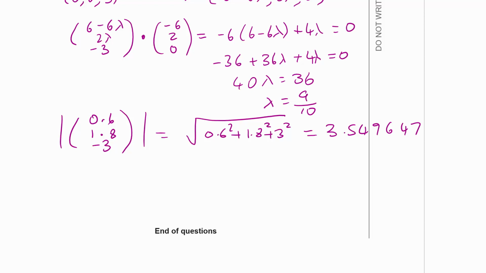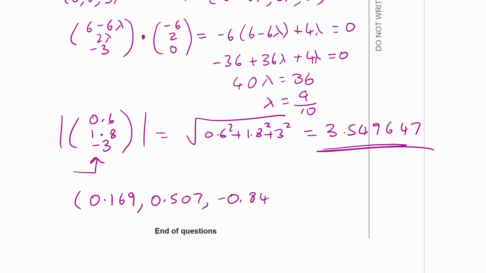So what we need to do to get the unit vector is divide this vector by this one here. 0.6 divided by 3.54967 is 0.169. 1.8 divided by that is 0.507, and -3 divided by that is -0.845. And that's the vector we want.